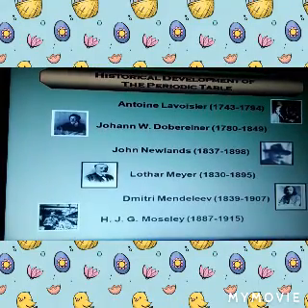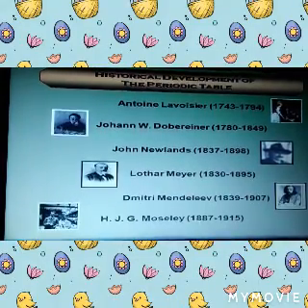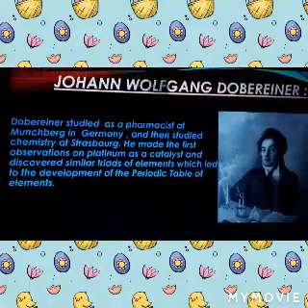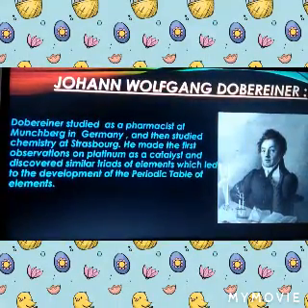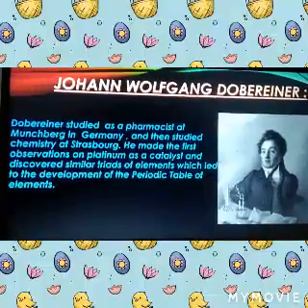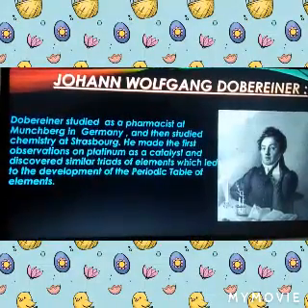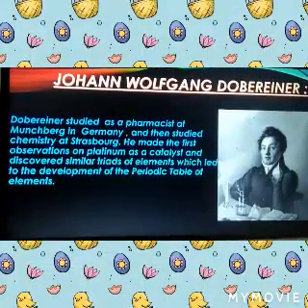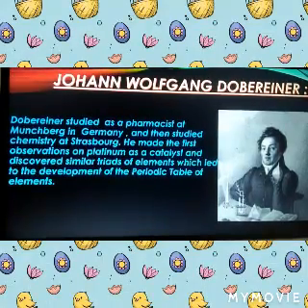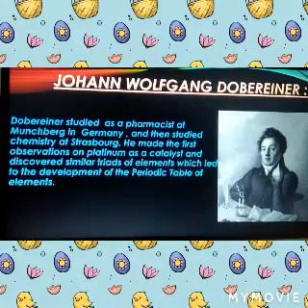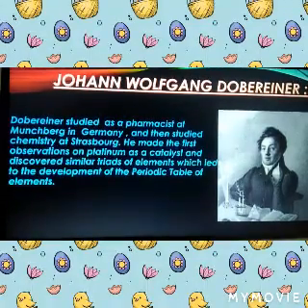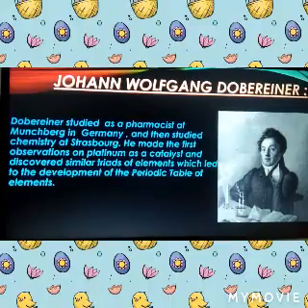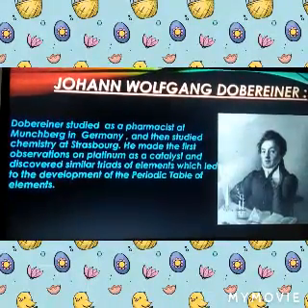The Moseley periodic table is known as the modern periodic table. So let's move on. Johann Wolfgang Döbereiner. So first get to know about the scientist, who he was and what he did. Döbereiner studied as a pharmacist at Münchberg in Germany and then studied chemistry at Strasbourg. He made the first observation on platinum as a catalyst and discovered similar triads of elements, which led to the development of the periodic table of elements.